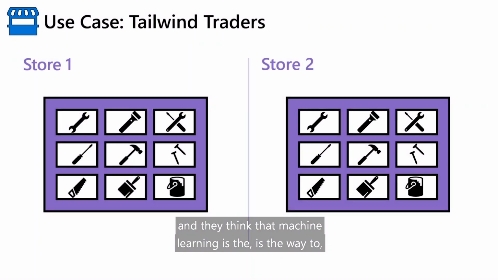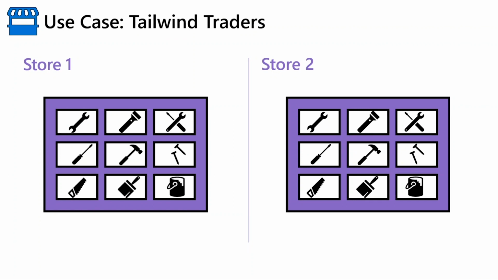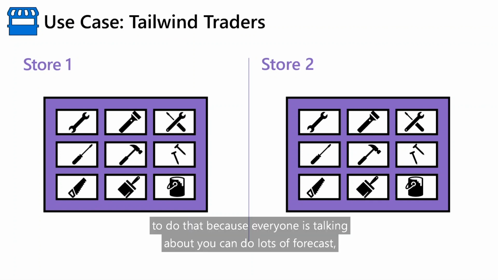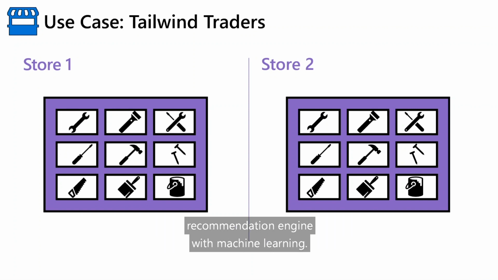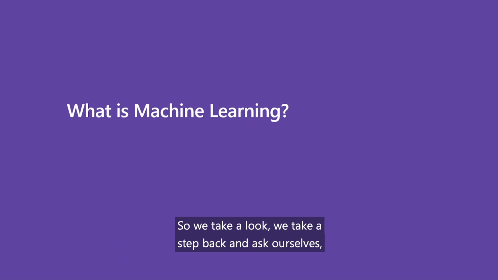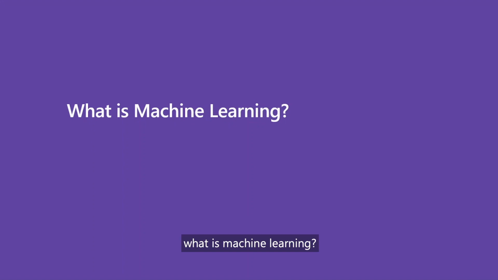and they think machine learning is the way to do that because everyone's talking about how you can do a lot of forecasting and recommendation engines with machine learning. But in the first place we will ask ourselves: is this the right tool? Is it going to solve the problem this way, or are there many other methods available to solve our problem? So we take a step back and ask ourselves, what is machine learning?